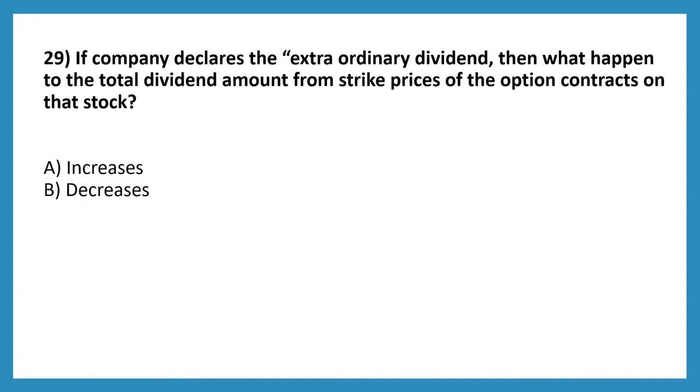Next question. If the company declares an extraordinary dividend, then what happens to the total dividend amount from the strike prices of the option contracts on the stock? Option A, increases, option B, decreases. The correct answer is option B, decreases.